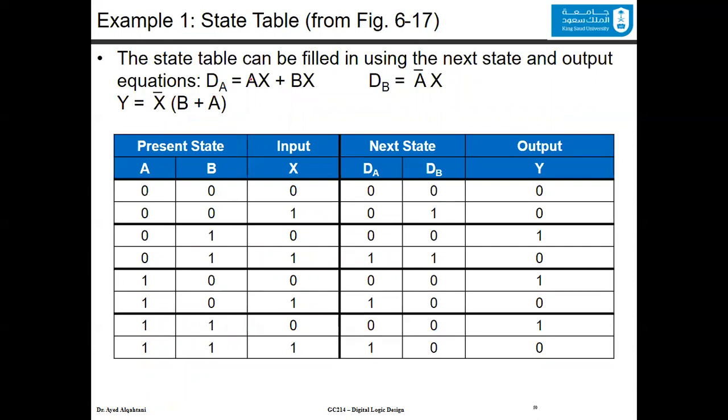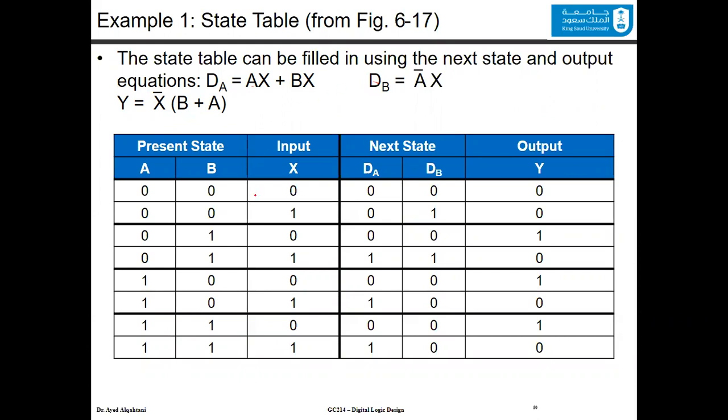Say the function dA is AX or BX, the function dB is A bar X. This is the next state function of flip-flop A, and this is the next state function for flip-flop B. And an output y equals X bar B or A. Let's say that we have those three functions for the next state and the output. Notice we have two functions for the next state. This means that we have two flip-flops.